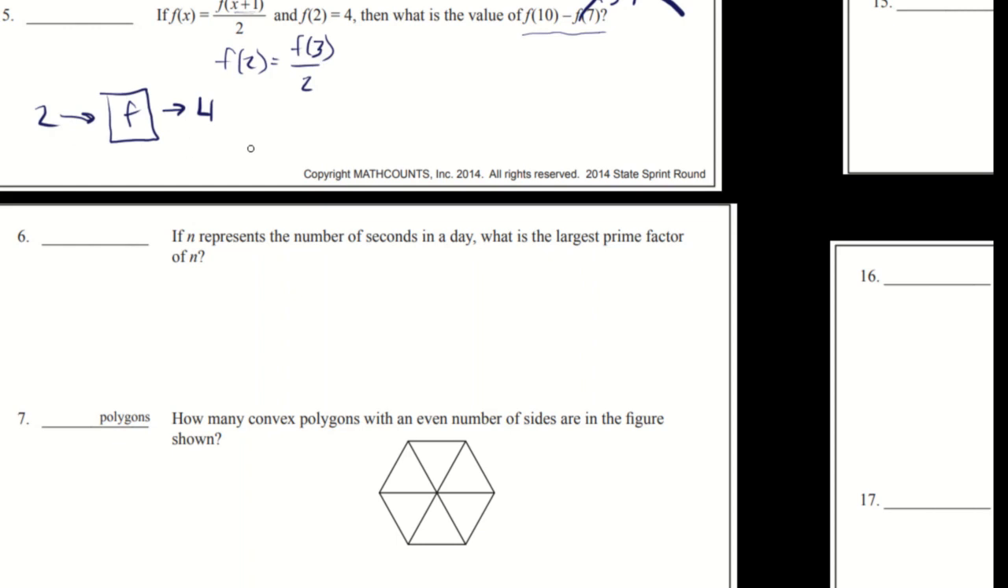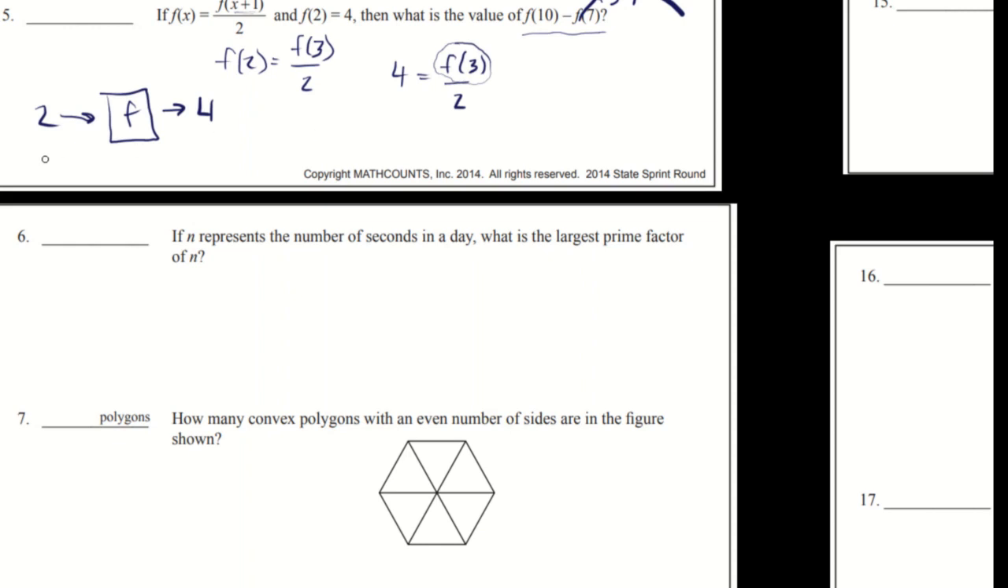So what do you think? So 4 equals f of 3 divided by 2. That's right. Could f be squared? You're trying to figure out what the function is. Let's first just figure out what this f of 3 is. Let's start with that. What is f of 3? It must be 8.